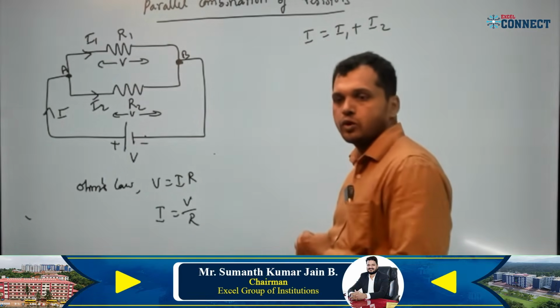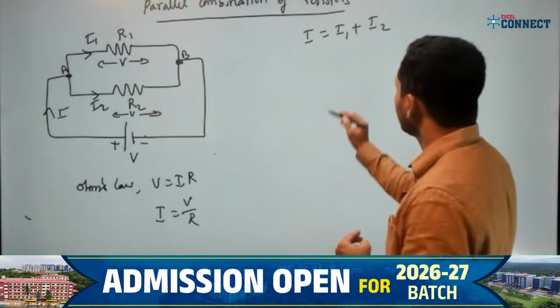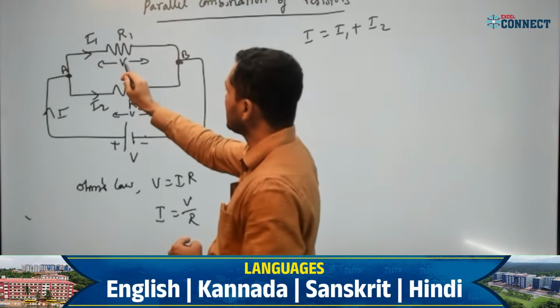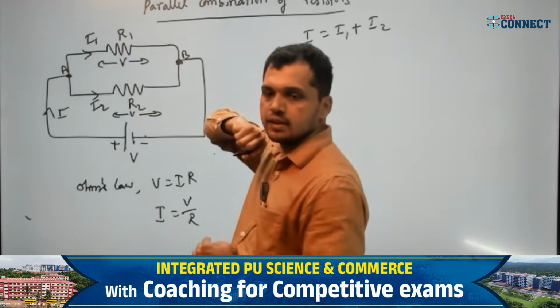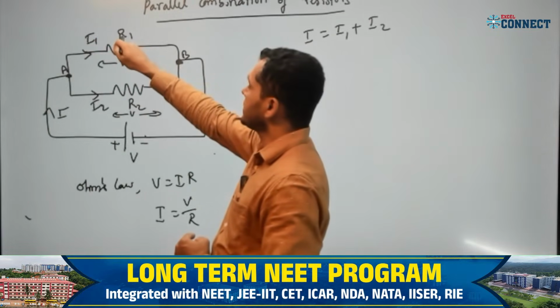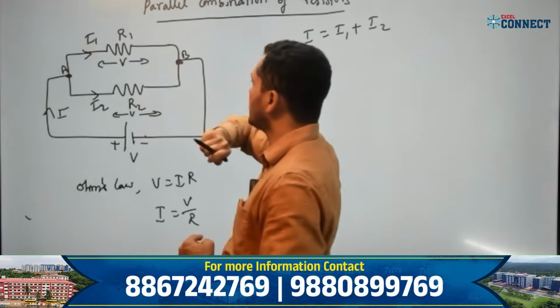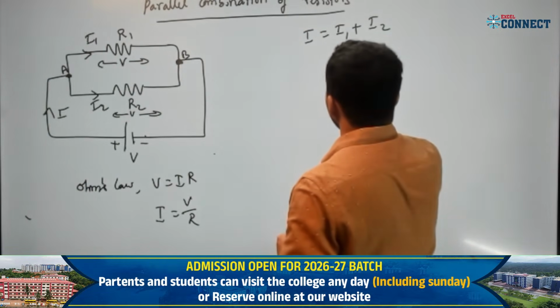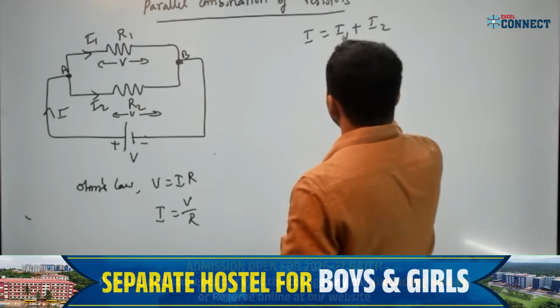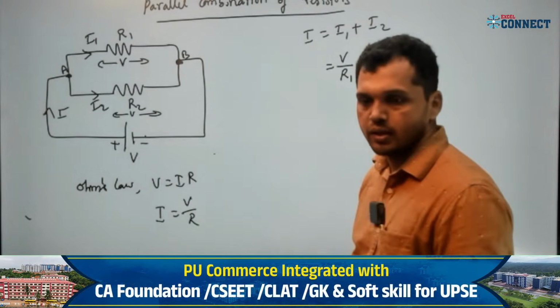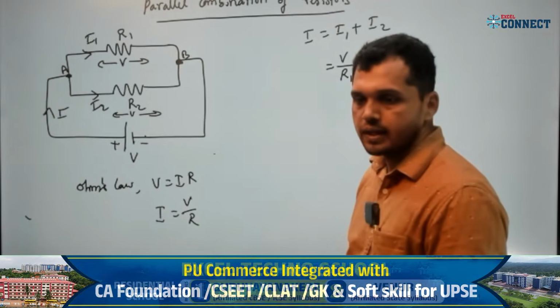Total current I is equal to I1 plus I2. I1 I can write as V divided by R1, where V is the potential difference and R1 is the resistance in the first branch of this circuit, and the current is I1. Is it clear?